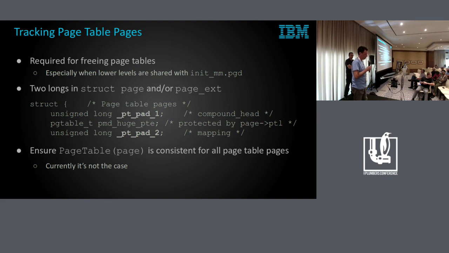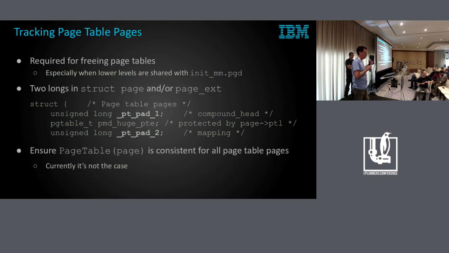So what I was thinking is that we have two unsigned longs in struct page, which are surprisingly not used for the page table pages. Whenever the page type is page table, we have two unsigned longs. And these can be used to track page tables allocated for the restricted context. Then freeing them would be a simple traversal of the page table tree. If it's a page table of the restricted context, you free it. If it's shared, you don't free it.